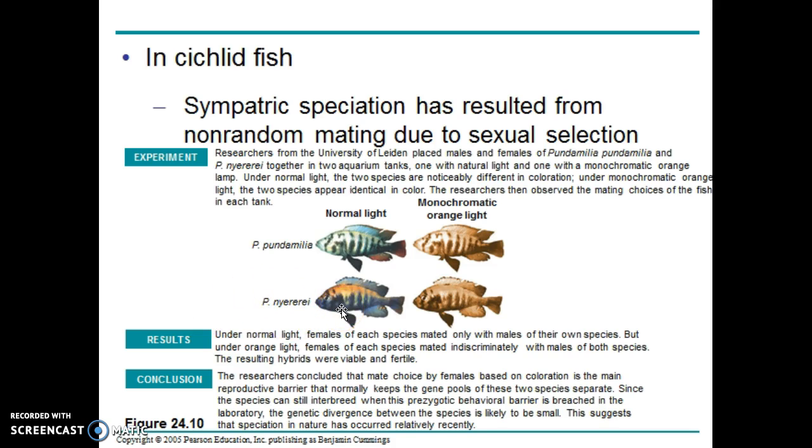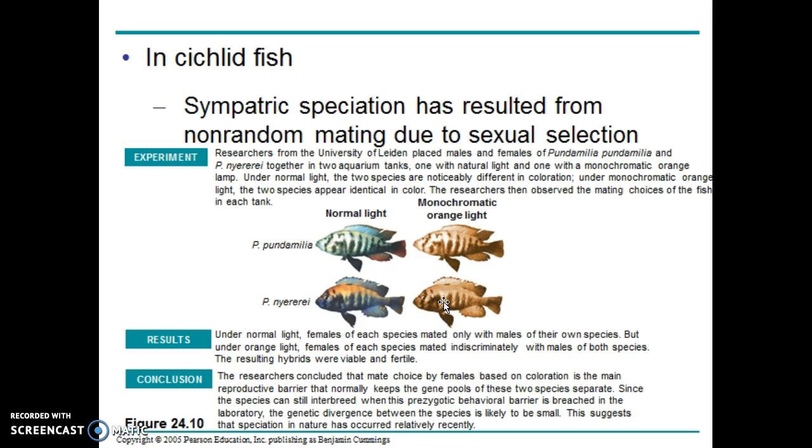But when the researchers changed the color of lighting in the controlled habitat that these fish lived in to an orange light, the two fishes had the same color. And the females of this species would breed equally with these males or those males.